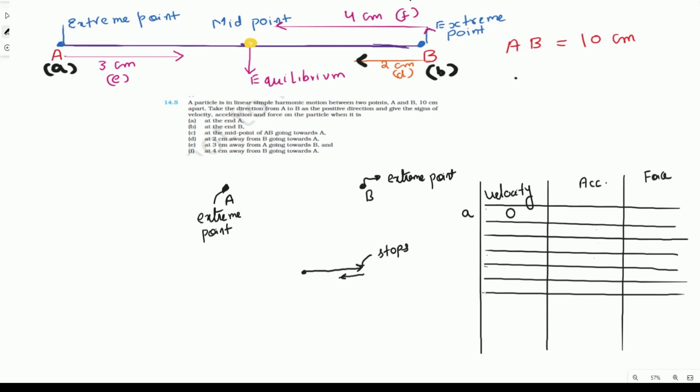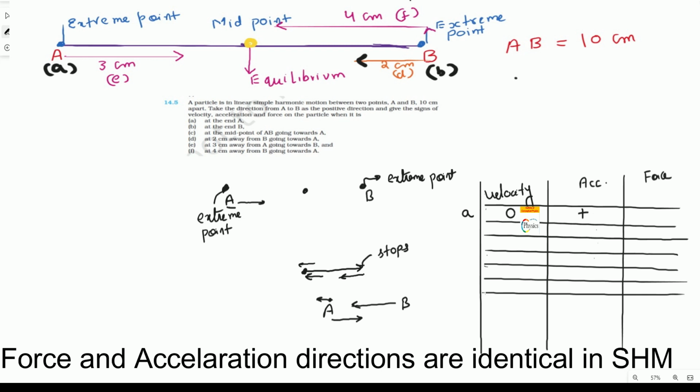Next part is, what is the sign of the acceleration? We have to tell the sign, right? At A, it is stationary, so the velocity is 0. It was moving from B to A. So the acceleration, it wants to go back at the extreme point. It wants to go back to the mean position. So this is the mean position. At A, it wants to go back. And we know from A to B we have taken as positive, so positive. Force and acceleration go hand in hand, right? So acceleration is going to be positive.